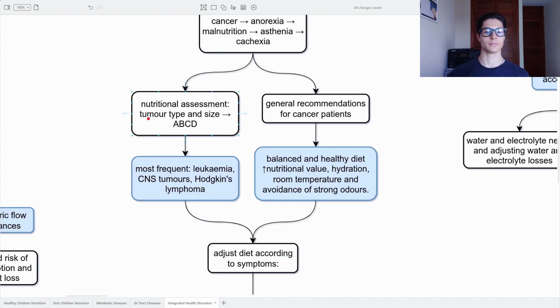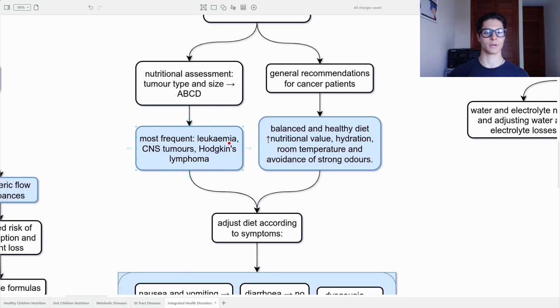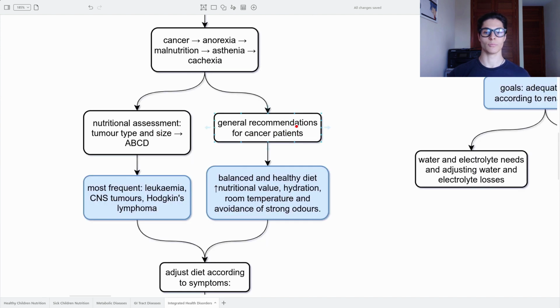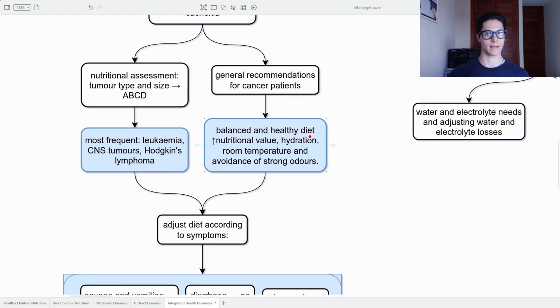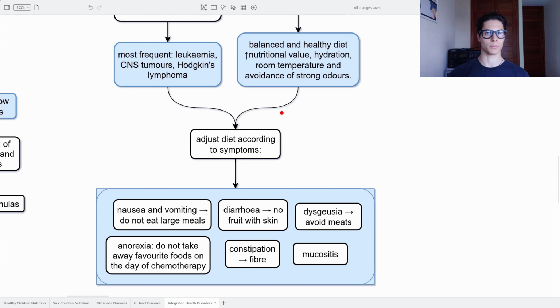Nutritional assessment, the tumor type and size, using the ABCD: anthropometry, biochemistry, clinical, and diet. The most frequent is the leukemia, then the central nervous system tumors, and the Hodgkin's lymphoma. The general recommendations for cancer patients are a balanced and healthy diet, of course, high nutritional value, hydration, room temperature, and avoidance of strong odors. They are very uncomfortable for them.